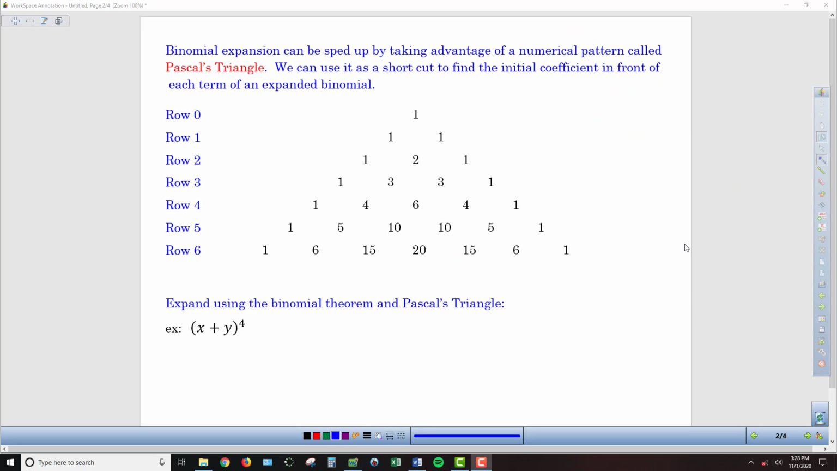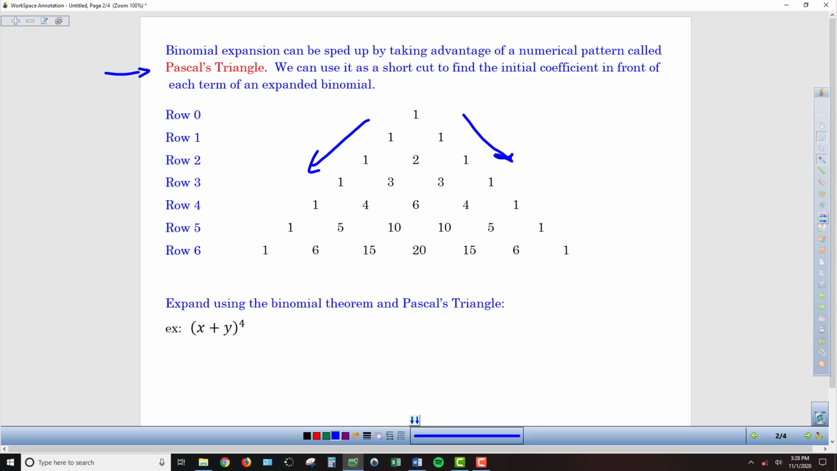So that shortcut takes advantage of something called Pascal's triangle. Pascal's triangle is just a numerical pattern that we see in front of us here, where we start from the top of the pyramid. The top of the triangle is 1, and then you can see running down the left-hand side and the right-hand side, it's just 1s all the way along. And then in the middle, we have what seems to be a random collection of numbers. But in fact, there is a pattern here.